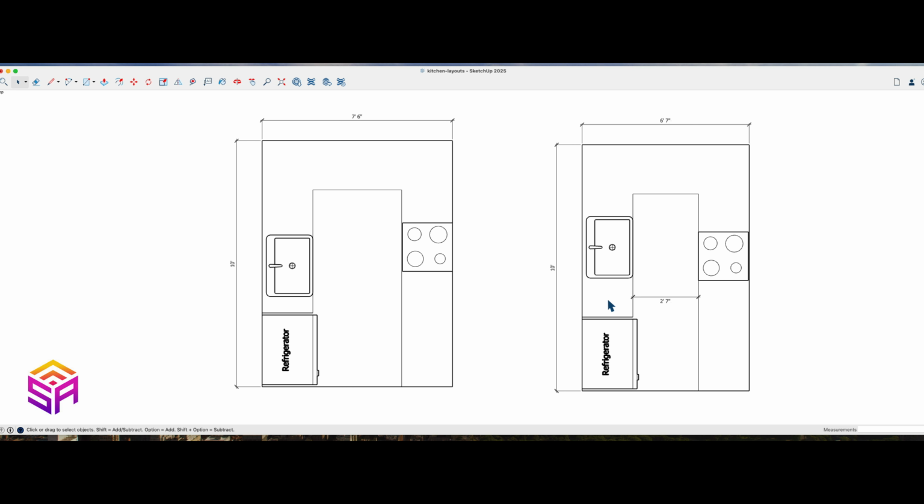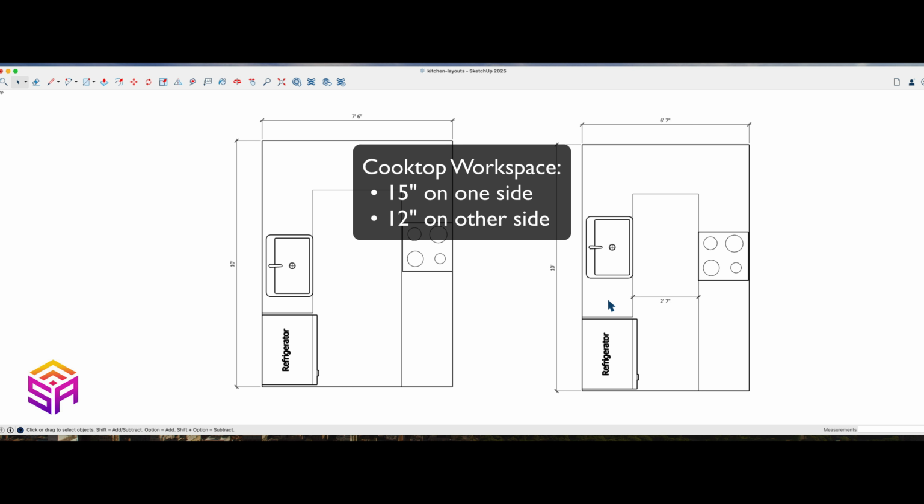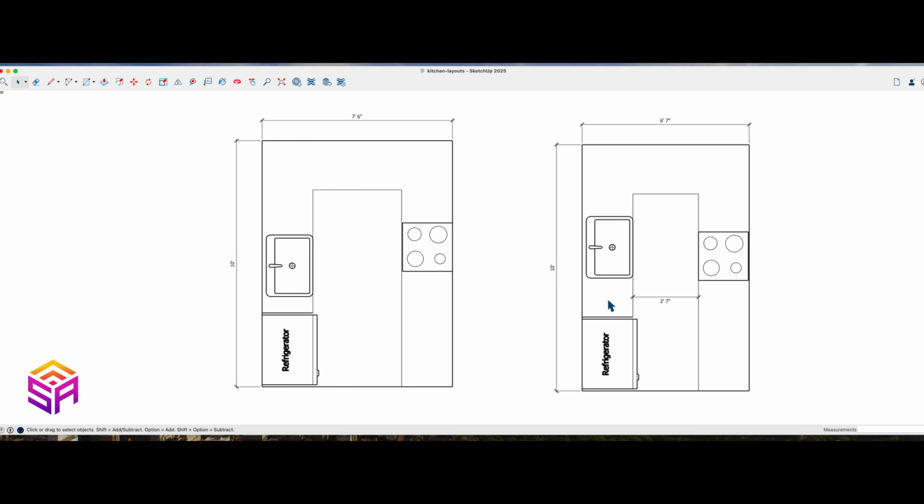Now, you might not be surprised to expect that there are similar rules for the cooktop or the stove. In this case, you want ideally clearance on both sides, so around 15 inches on one side, 12 inches on the other. Now, just to be clear, I'm not sure where these numbers come from, but I do happen to agree with them. You do want this sort of workspace on either side of each of these appliances, whether it's really 15 inches or 18 inches or 12 inches.